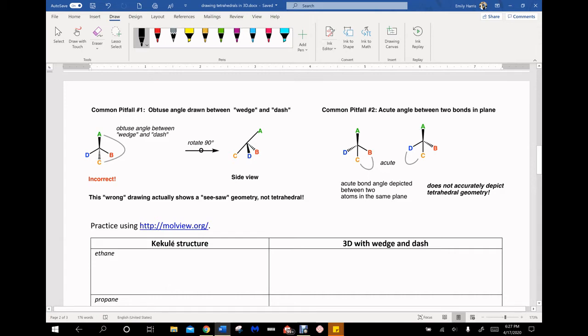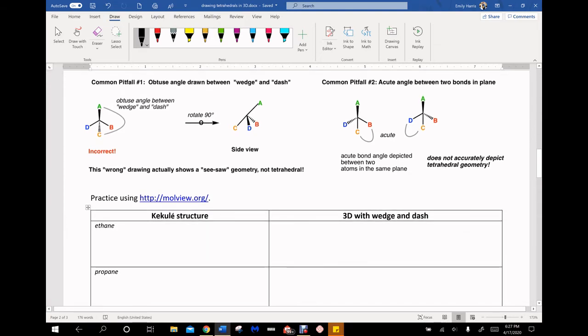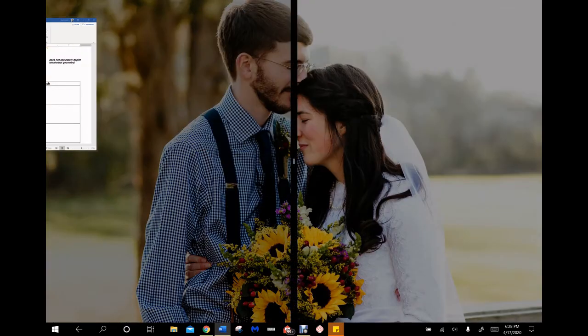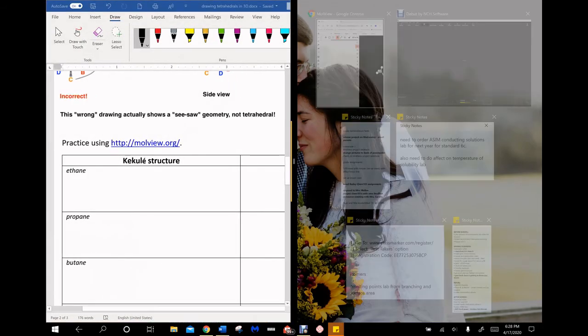And so again, make sure that when you have 2 bonds in the same plane, those just normal straight lines, that those should be drawn a little bit more obtuse instead. Okay, so now what you're going to do for the practice is it's going to give you a molecule to look up on molview.org. And so let's go back to that.